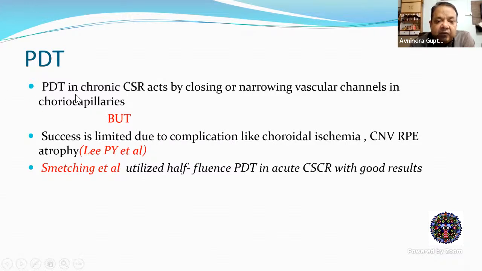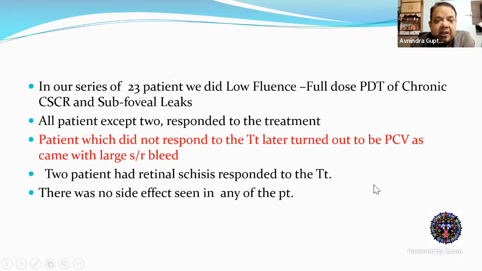But the problem with full dose, full fluence PDT is that it can cause complications like choroidal ischemia, CNV or RPE atrophy. So, Schmidt et al. utilized half fluence PDT in acute central serous retinopathy with good results. We have a series of 23 patients. We did a low fluence full dose PDT in chronic CSR and subfoveal leaks. All patients except two responded to the treatment.